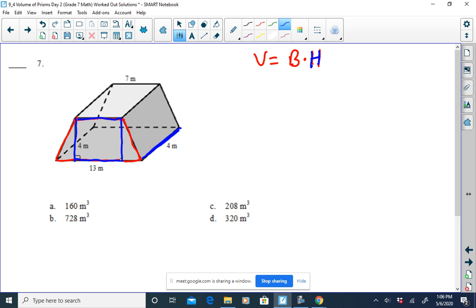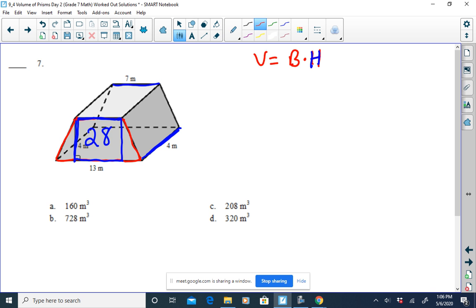Is it 13 or 4? Okay, it is the 4. The 4 is correct, but this top segment here is the same as this top segment here, right? So this is 7 times 4, so that blue area is 28, right? It's 7 times 4, it's a rectangle, so that blue area is 28.